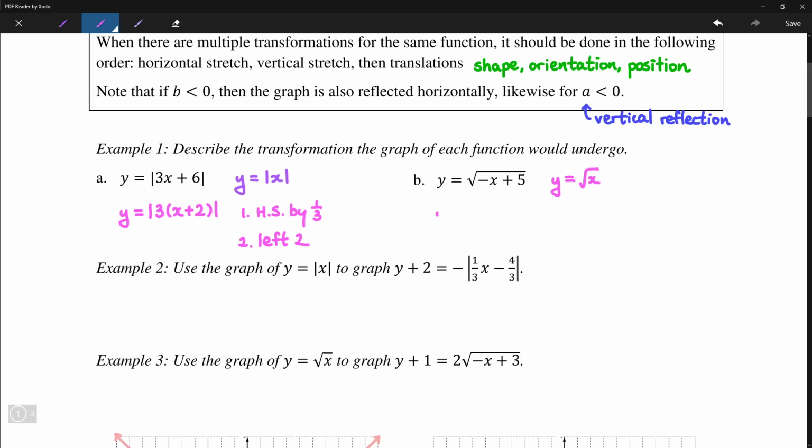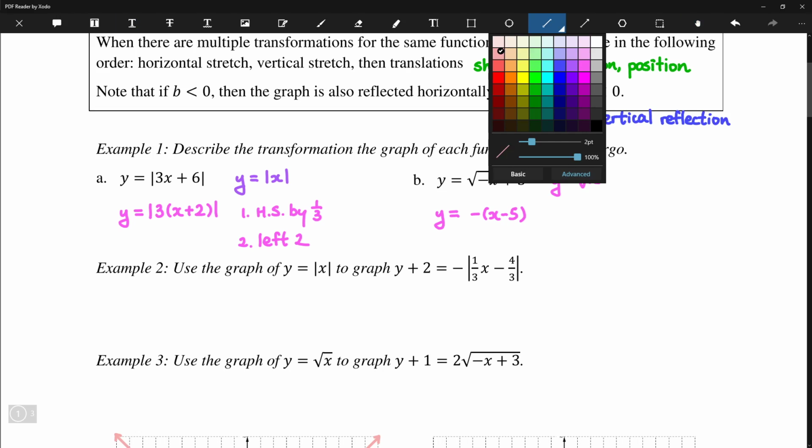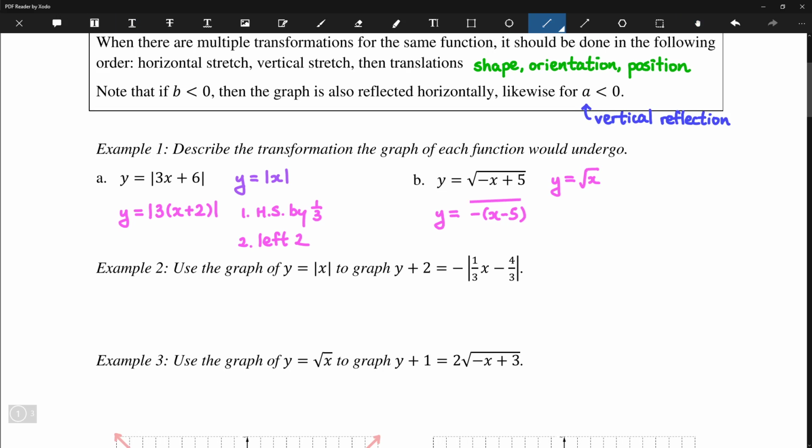Likewise, for example 1b, we'll factor out the negative sign. So we have negative, and then in parentheses x minus 5, and this will all be underneath the square root sign. So the two transformations will be, number 1, a reflection over the y-axis, and number 2, move the function 5 spaces to the right.